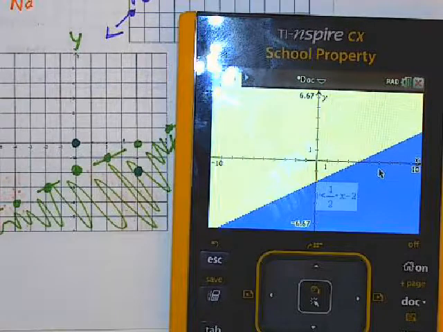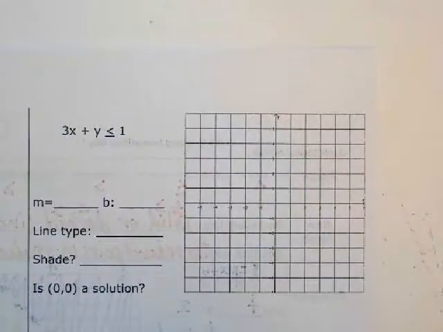Questions? Should you miss these problems on your test? No. These are easy. Okay, because the calculator does it for you. All right, number 3. Flip it over. Here we go. All right, number 3.